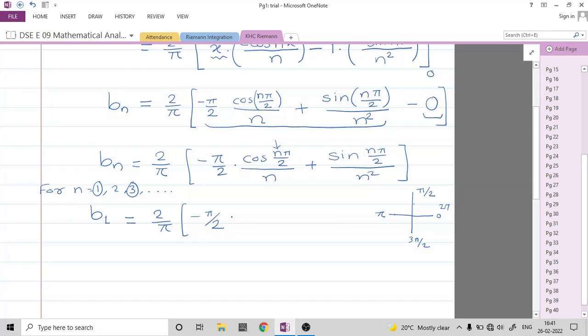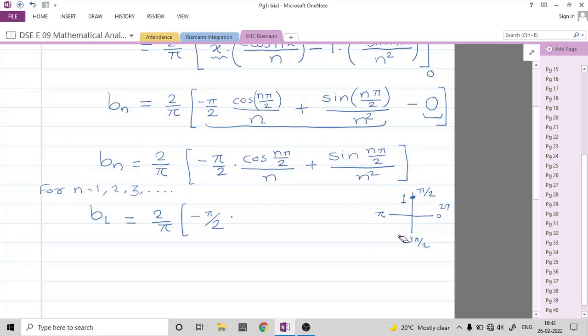And odd multiples of pi by 2, cos 1 pi by 2, that is cos 90. Cos 90 is 0. Cos 3 pi by 2 is again 0. 5 pi by 2 again 0. 7 pi by 2 again 0. So for odd multiples of pi by 2, the cosine term becomes 0. And in that case, the sine term takes alternate plus minus 1. For sine, sine 90 is 1, sine 3 pi by 2 is minus 1, sine 5 pi by 2 is again plus 1, sine 7 pi by 2 again minus 1.